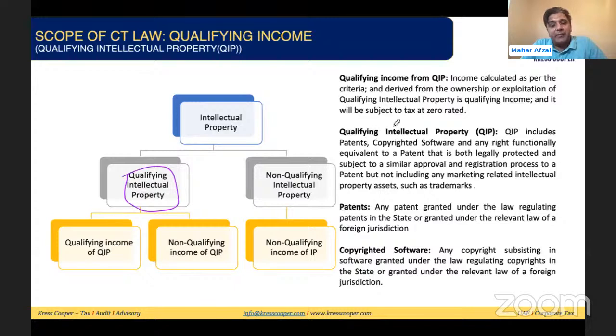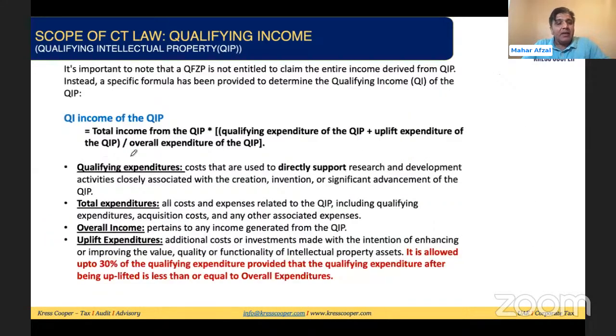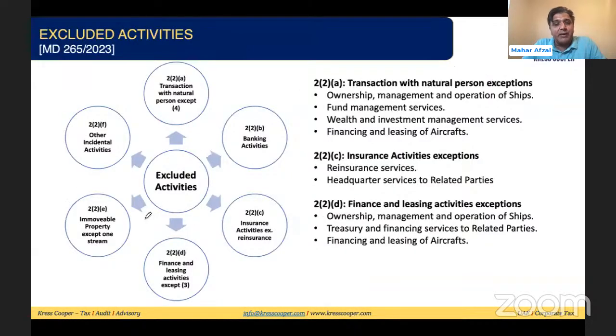So what is the qualifying income? They have given a specific formula for this. Qualifying intellectual property is a registered patent or trademark, legally protected, but trademarks, intellectual property and tangible assets that are not being used for business purposes do not qualify. This is the specific formula to calculate the qualifying income of the qualifying intellectual property: total income from the qualifying intellectual property multiplied by the qualifying expenditure plus uplift expenditure, divided by the overall expenditure. This formula will give me the percentage, and we will discuss it in the guide as well.